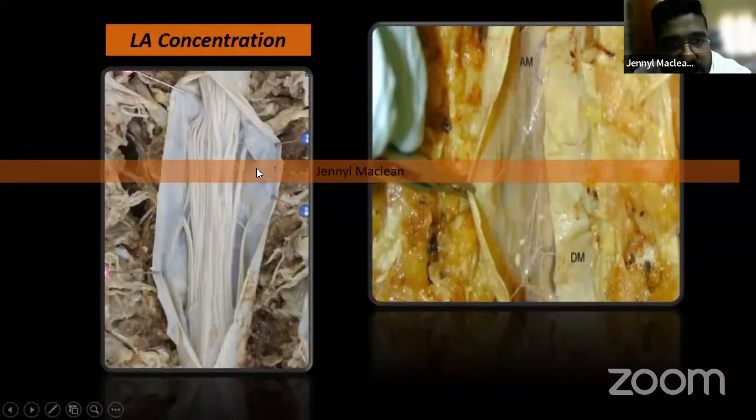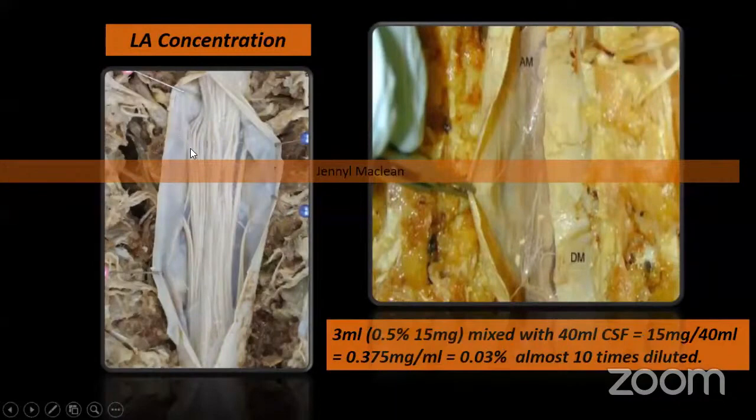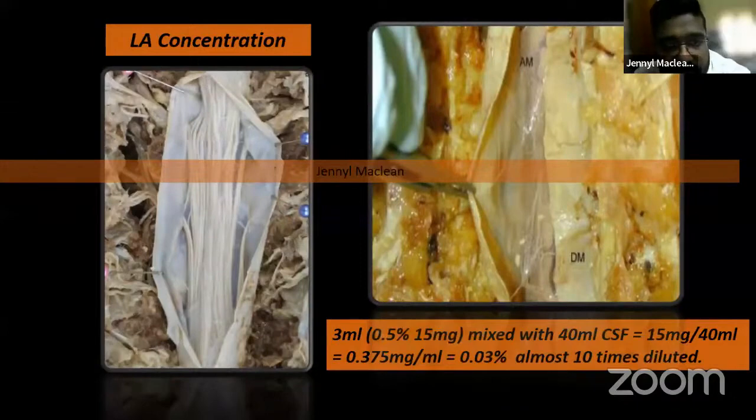When you look at the concentration in the subarachnoid space, you place 3 ml, which is mixed with 40 ml of the CSF in the lumbar space, and it gets 10 times diluted. The concentration itself is 10 times diluted. And what we are placing in the epidural space is 0.5% concentration. Still, we are not able to get the onset as quick as in a spinal anesthesia.